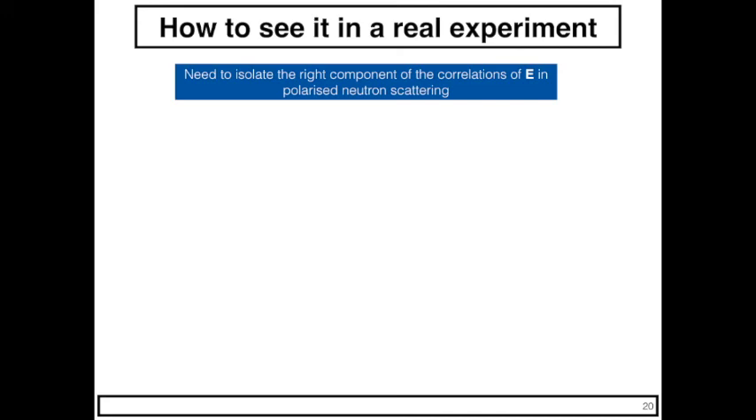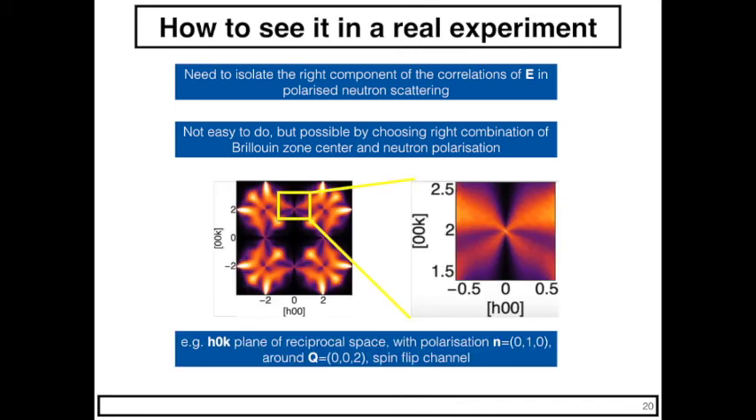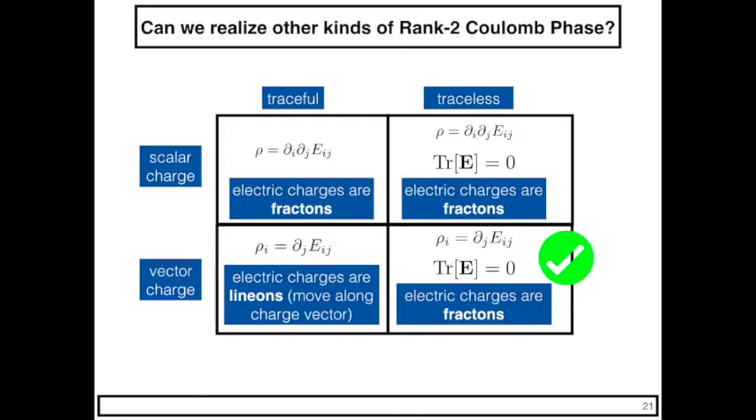Nevertheless, it is possible to isolate the fourfold pinch points in neutron scattering experiments by using polarized neutron scattering and making a careful choice of scattering plane and Brillouin zone center to measure around. The plots on this slide show a prediction for the neutron scattering structure factor in the spin flip channel of such a neutron scattering experiment, and the fourfold pinch points can be clearly identified. This kind of experiment can be used as a test for the existence of a rank-2 Coulomb phase.